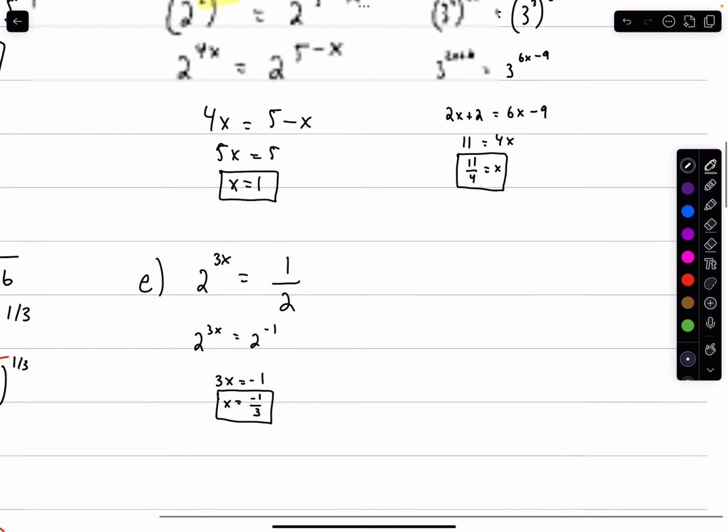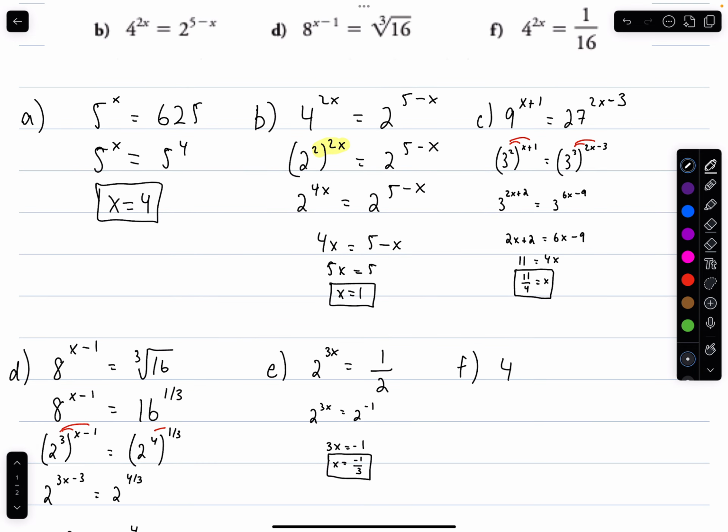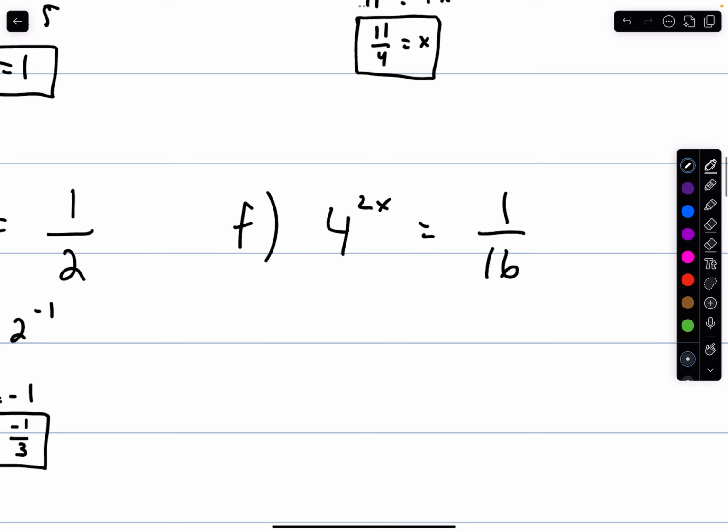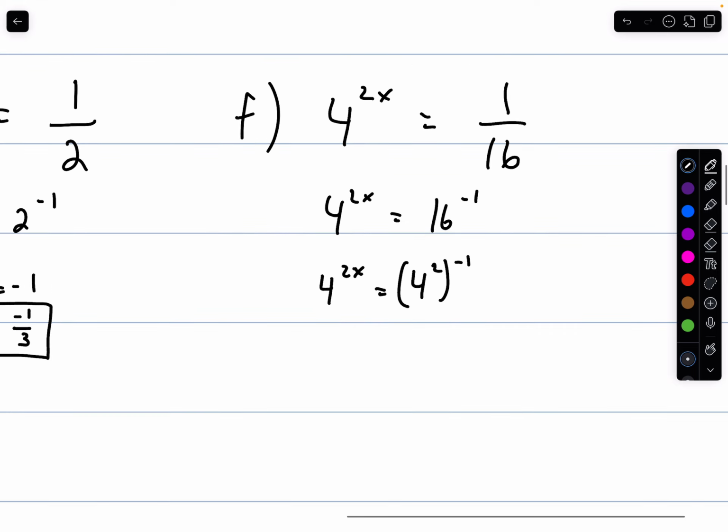And let's go to F. F is a similar kind of question. You got 4 to the 2x equals 1 over 16. So 4 to the 2x, 16 is 16 to the negative 1. And then I can make the same base. 4 to the 2x is equal to 4 squared to negative 1 because 16 is just 4 squared. So then you get 4 to the 2x is equal to 4 to the negative 2. 2x equals negative 2. X equals negative 1. And there you have it.